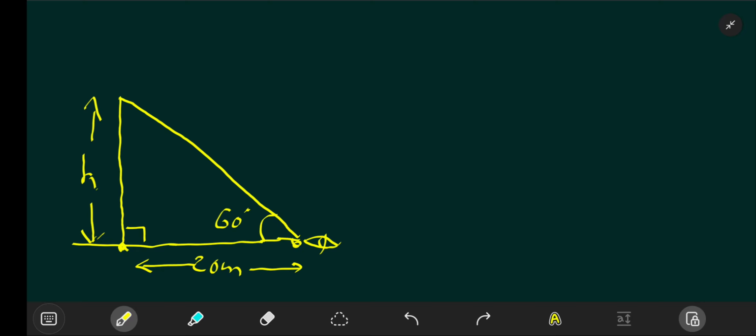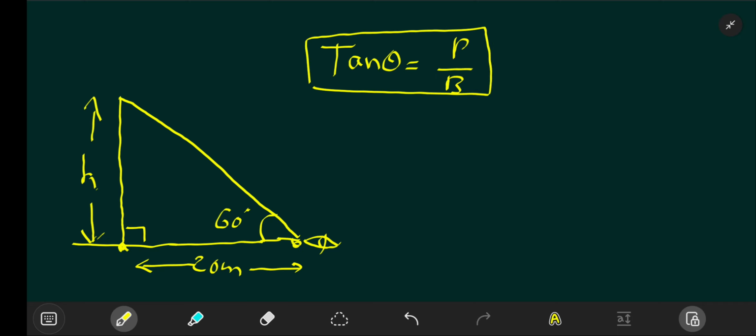Now apply tan theta. What is tan theta? Perpendicular upon base. Here we have theta, we have the base, and the perpendicular side we have to find. So all values are present in this tan theta. Apply this formula. Now tan 60 degrees equals perpendicular side h over base 20 meters.